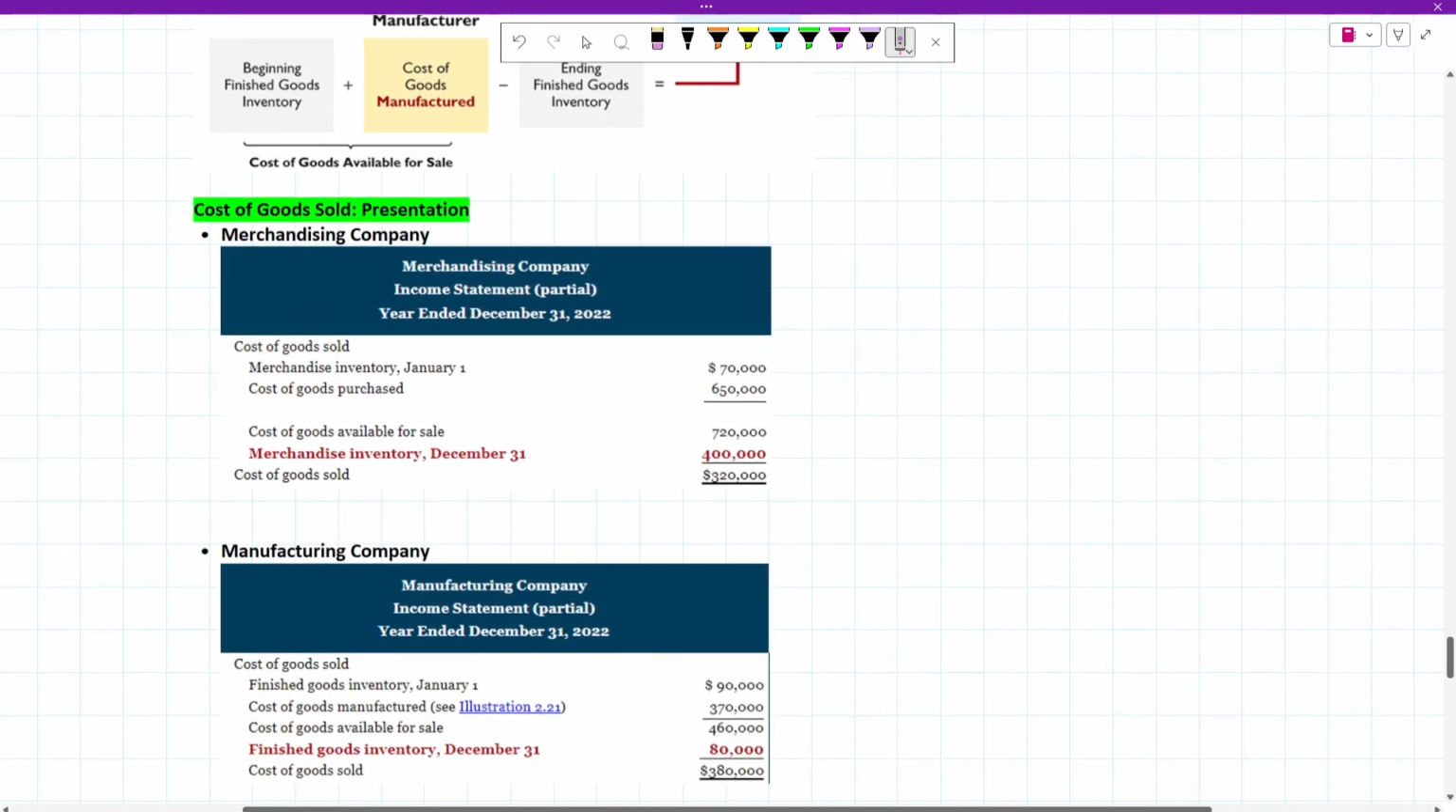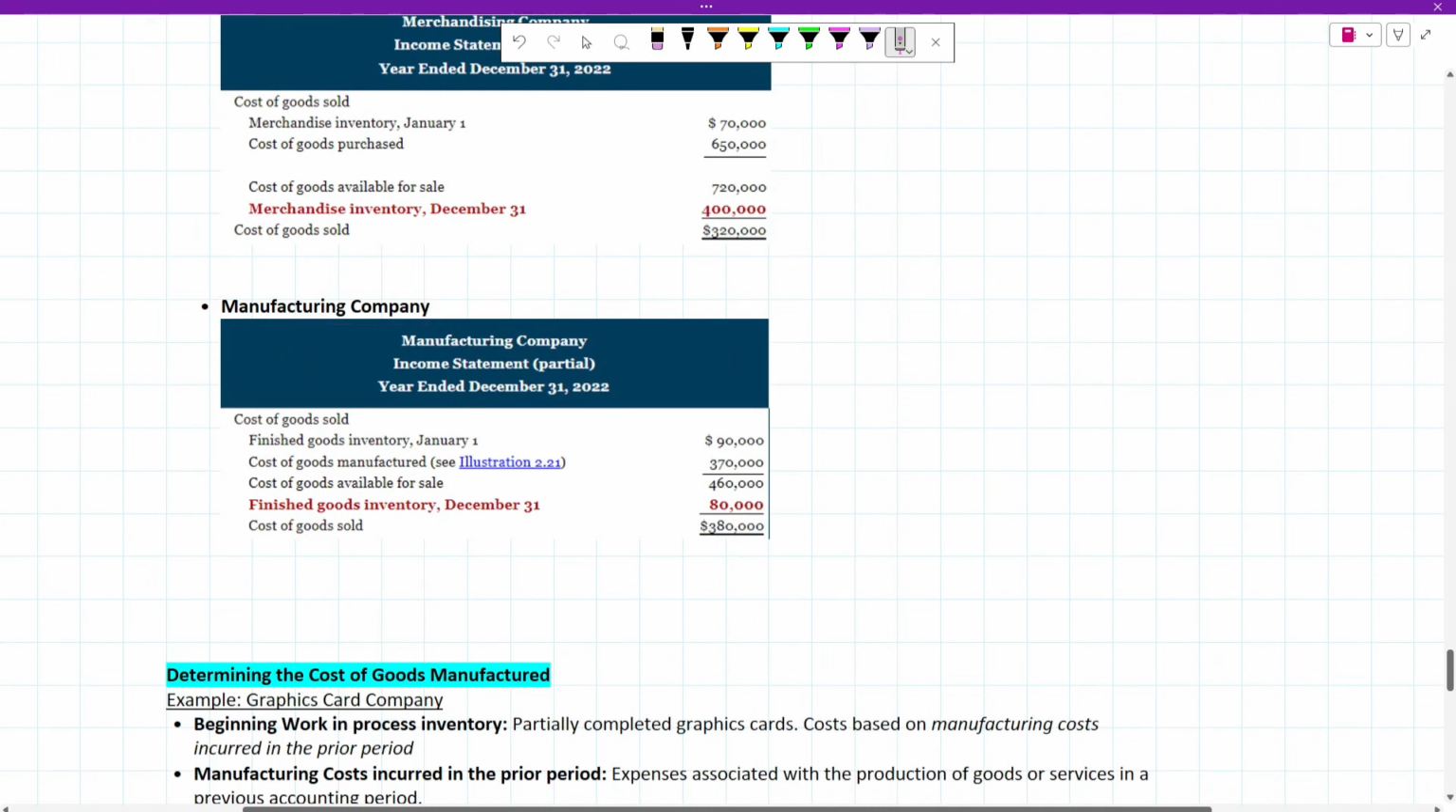So cost of goods sold presentation. For a merchandising company, this is how they present it. They have a merchandise inventory such as this, and it's under the cost of goods available for sale. For a manufacturing company, it's the exact same thing, but they have a finished goods inventory. So comparing merchandise inventory and finished goods inventory.